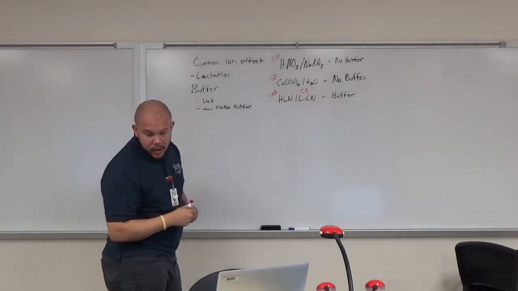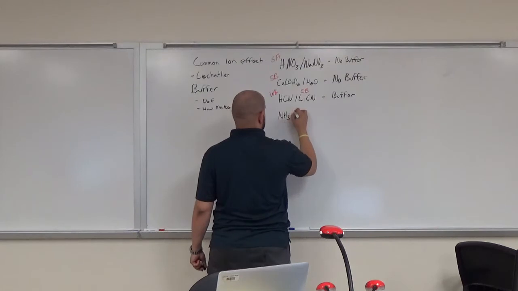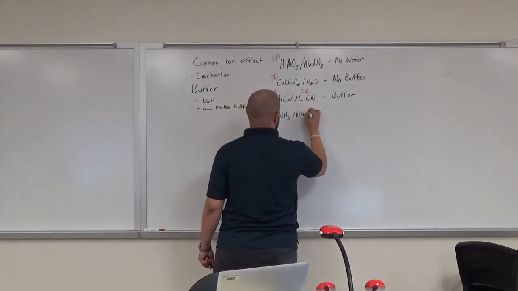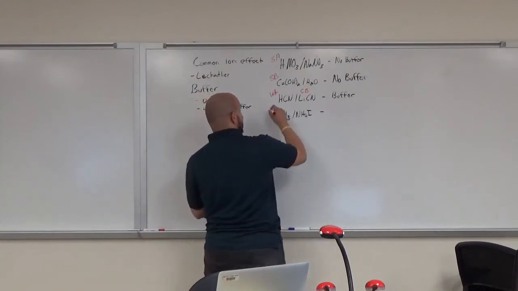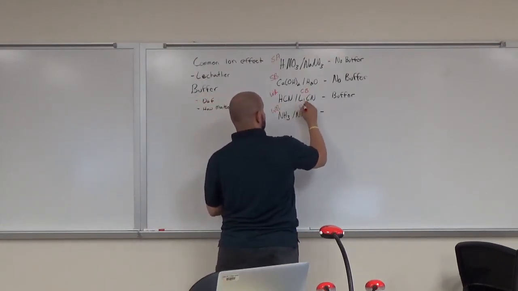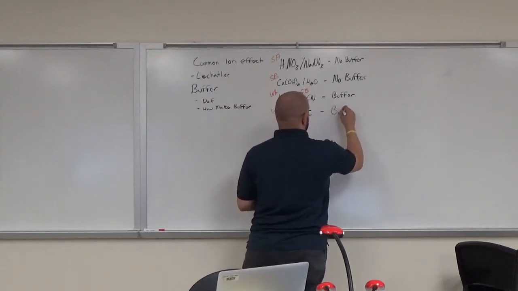Next, we're looking at ammonia and ammonium iodide. We just talked about this one. We got a weak base and its conjugate acid. So yes, again, we are dealing with a buffer.